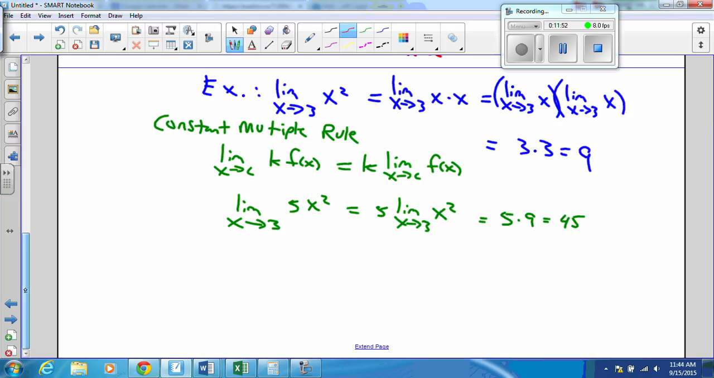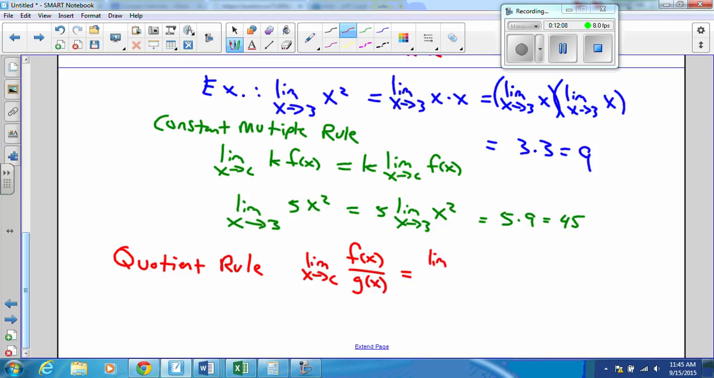Well, it's going to come as no surprise that we have a quotient rule for limits. And that is that if I have the limit of a quotient, f over g, then that is the same as the quotient of the limits. Unless the bottom limit is what horrible value that we do not wish to see? 0, that's right. So there is a huge exception here.